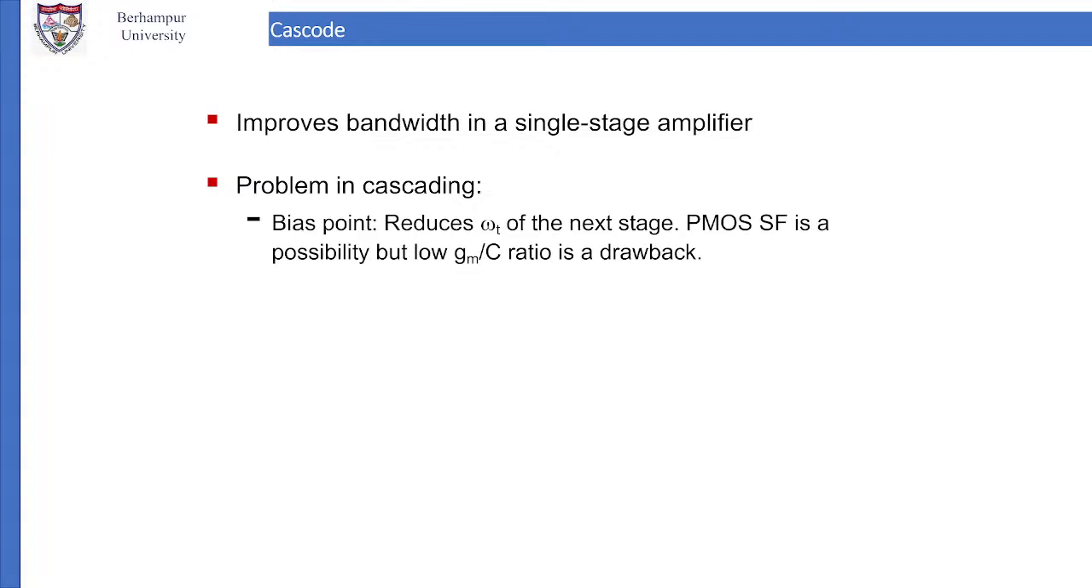Therefore, cascoding improves the bandwidth. In a single stage amplifier, you don't require the cascoding. The problem with cascoding is the bias point. This reduces omega T of the next stage. PMOS source follower is a possibility, but low gm/ID ratio is a drawback. So don't go for PMOS source follower.